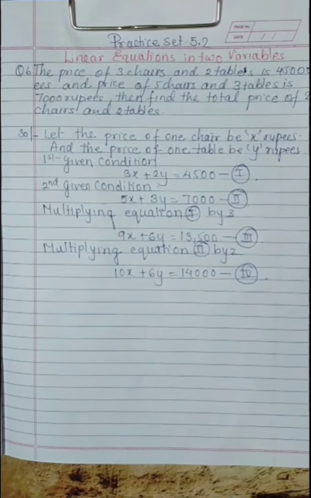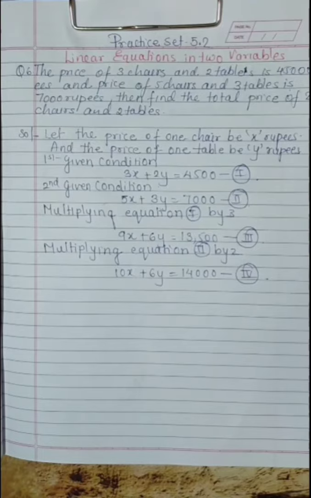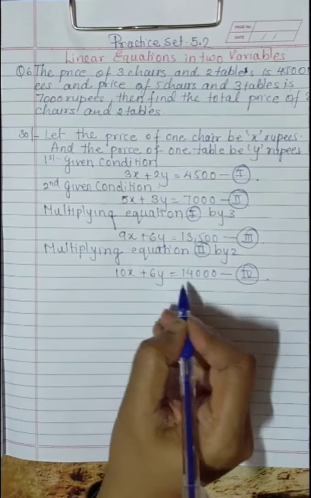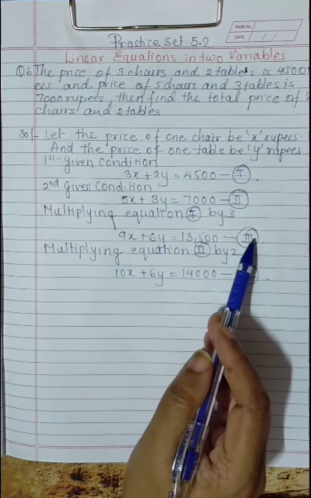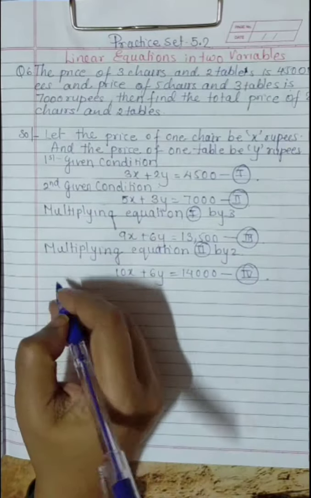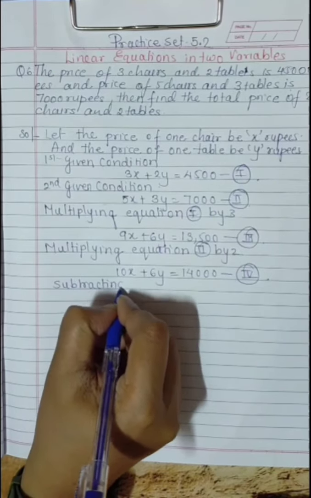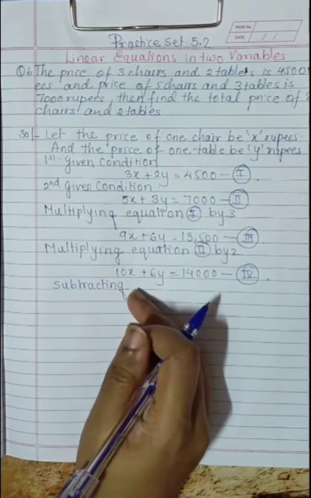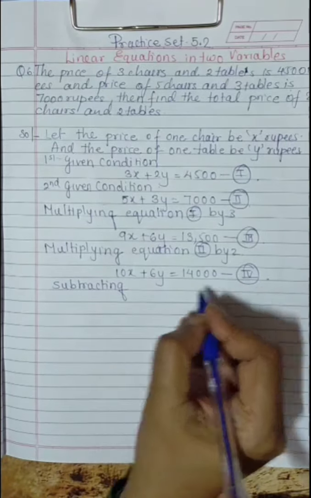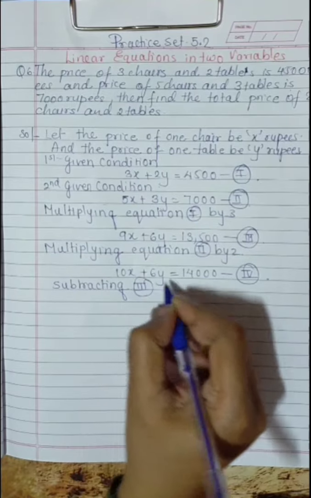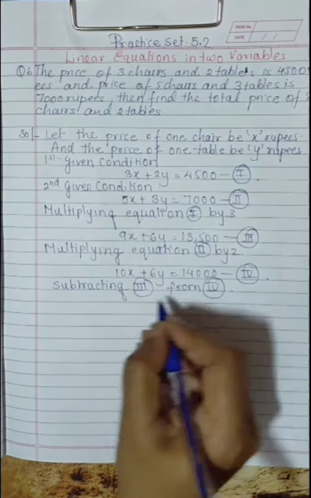I hope you are understanding. The next step is we are going to subtract equation third from fourth. Now subtracting, we have to follow this step. If you follow the step, you will understand each step with clear concept. So third from fourth.